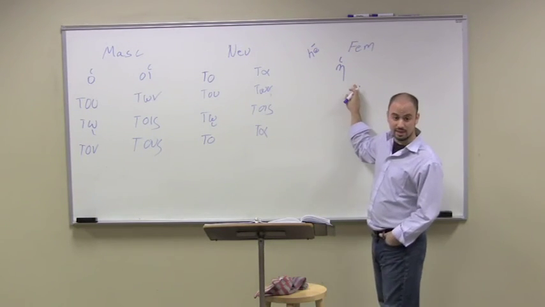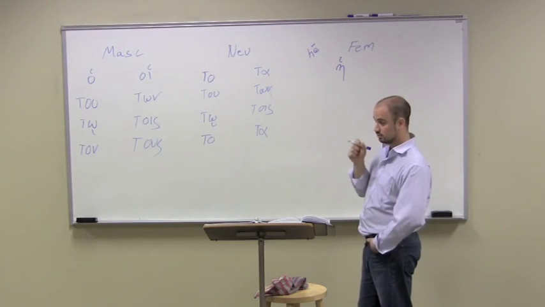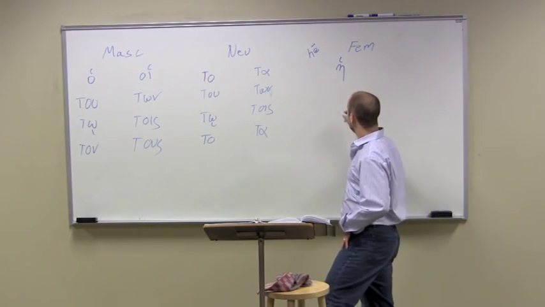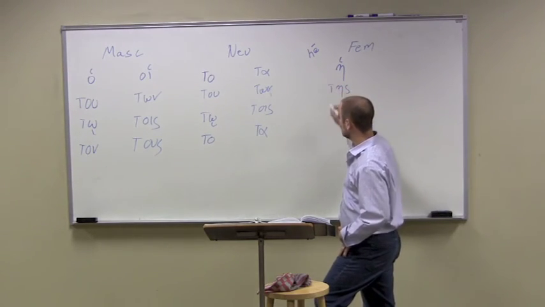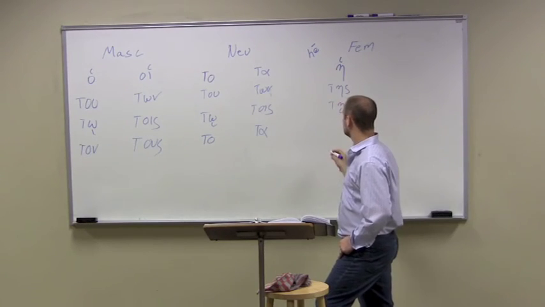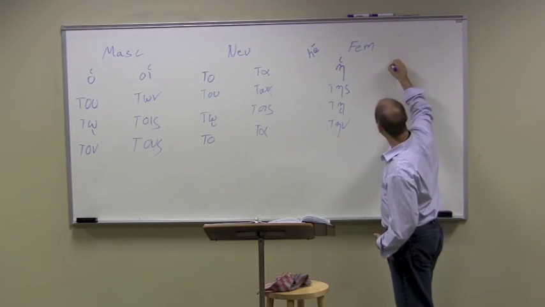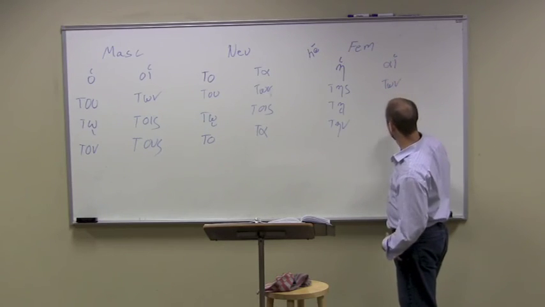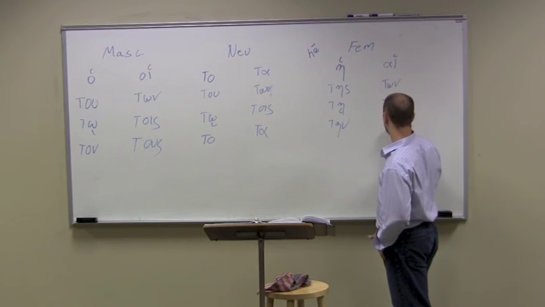Ha was your ending, actually, as it happens, of your first declension feminine singular. Now we have the genitive, which was es, tau in front, it's tes. E, tau in front, te, ten. And then ai was our ending. It's hai, ton, tais, and tas.